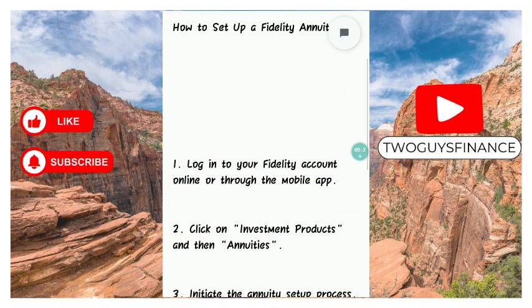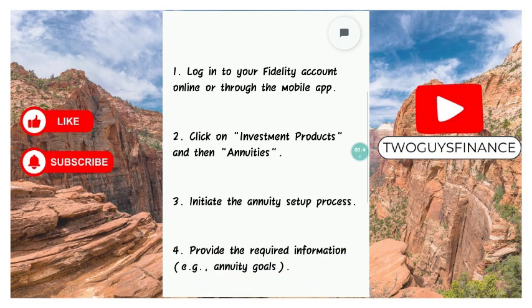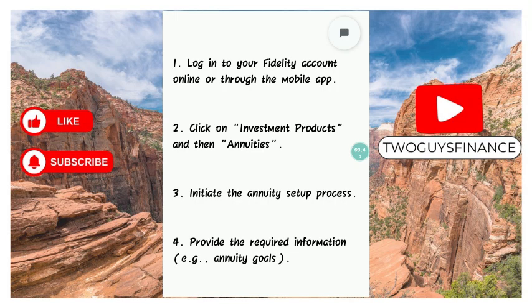Now, the first thing you're going to do is to log into your Fidelity account. You can choose to log in on the mobile app on your mobile device, or you can choose to log in on the online website. Now, once you're logged into your account, you just want to click on investment products, and then you're going to select annuities. And here it's going to initiate the annuity setup process, where you're going to need to provide the required information. Of course, one of those is the annuity goals.